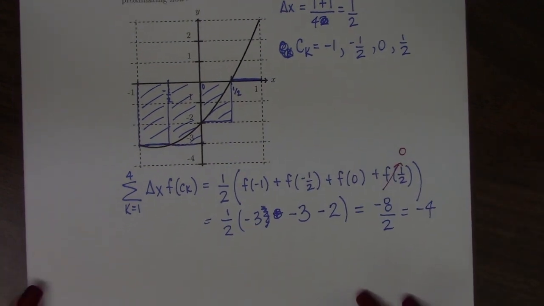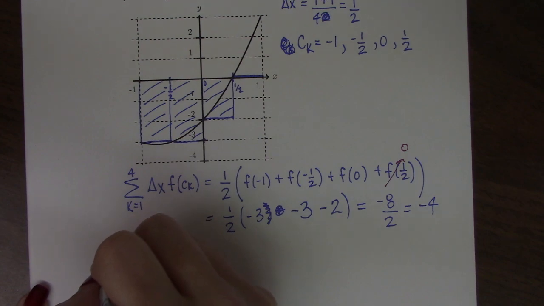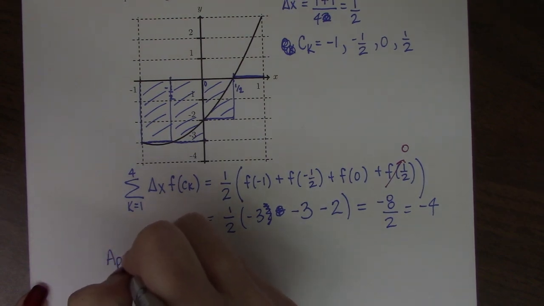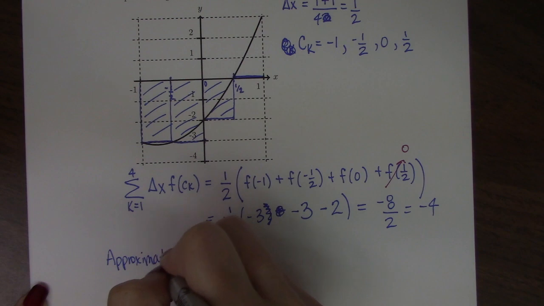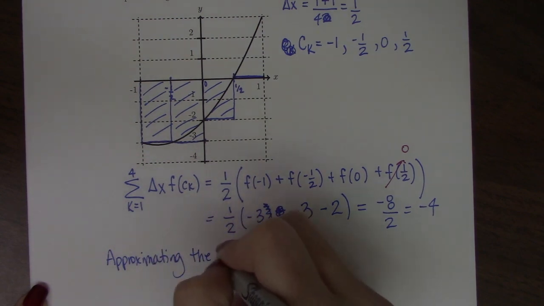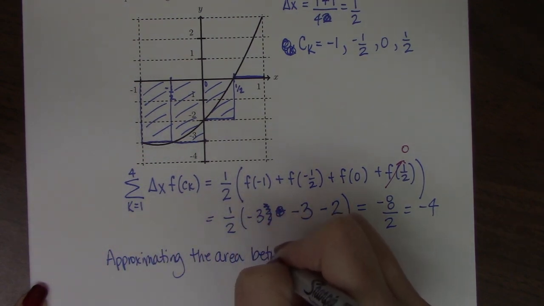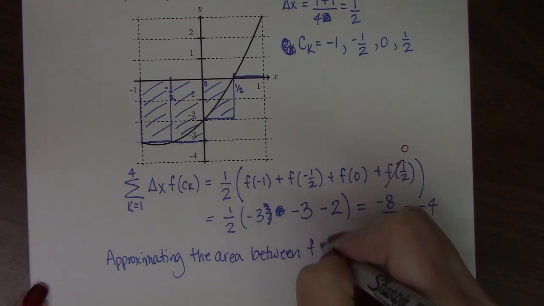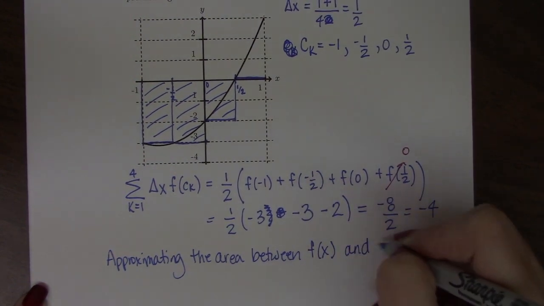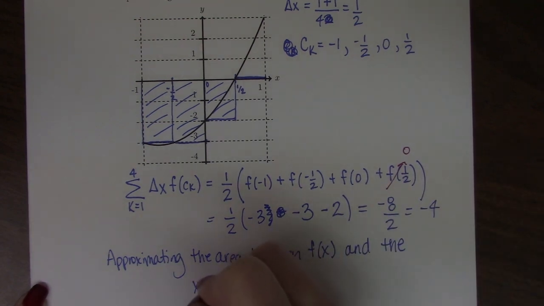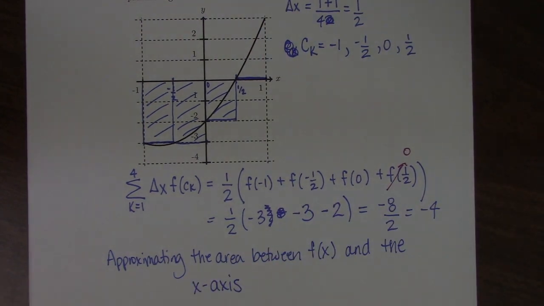So it says, what are we approximating now? And we are approximating the area between f of x and the x-axis. So because we had a specific value for n, we didn't have to set up the generic version of the formula. We were actually able to set up the actual individual heights. So I just had to add all those individual heights up.